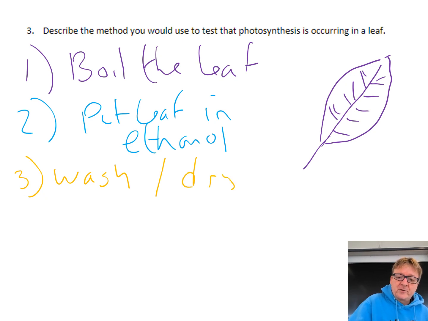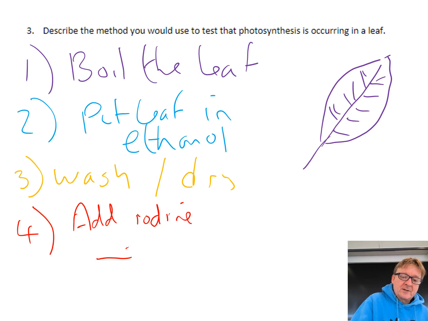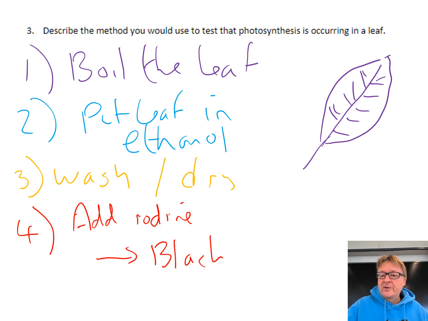And then number 4, we'll do number 4 in red, add iodine to the leaf. If it goes black, starch is present. What you'll probably find is that most of the starch is in the middle, and around the actual veins on the leaf itself.